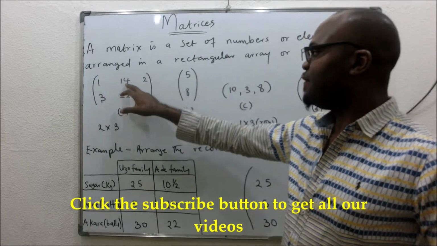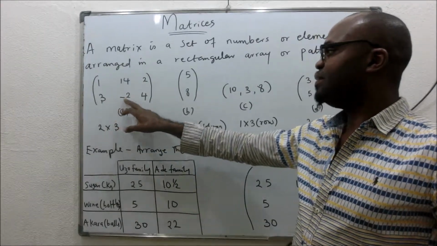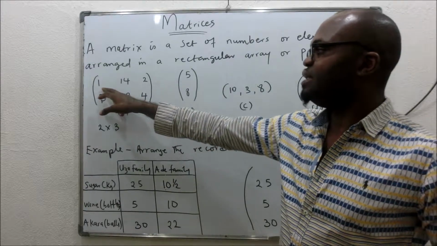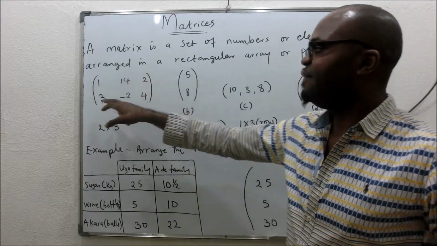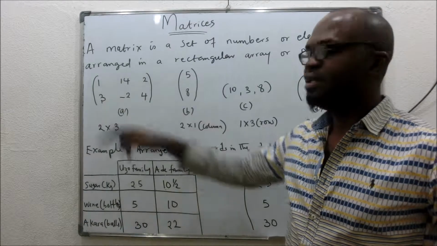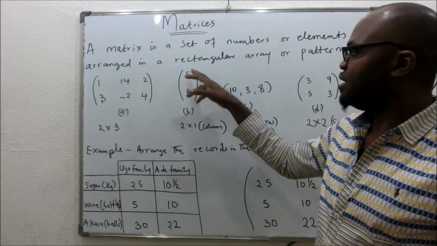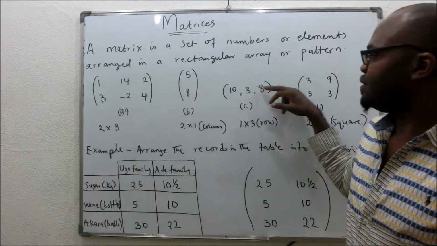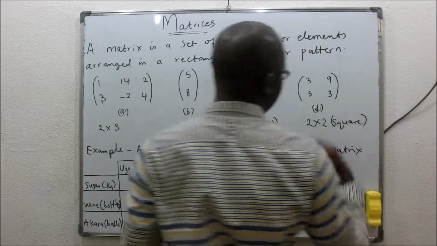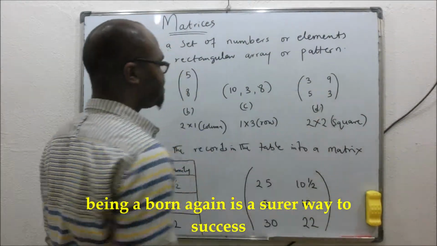You have 1, 14, 2, 3, minus 2, 4. See the way it is arranged. Rectangular format, rectangular array. That is a matrix. It can also be in this form, or like a square like this.